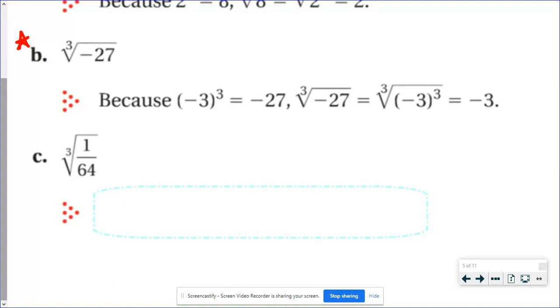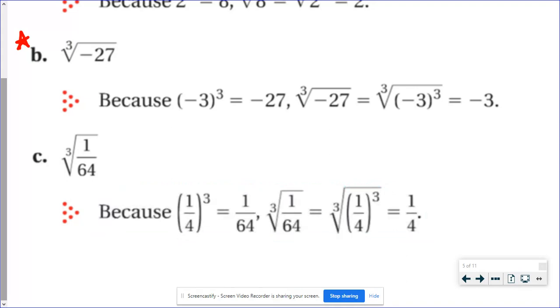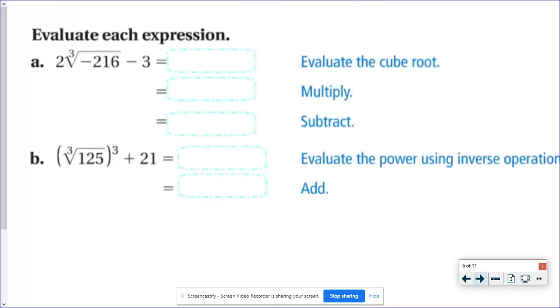Fractions, again, the cube root of 1 for the numerator is going to be 1. The cube root of 64, be careful on that one. Remember, I said it's 4, so it's just 1/4. And again, doing some evaluating, figuring out these numbers as we go.